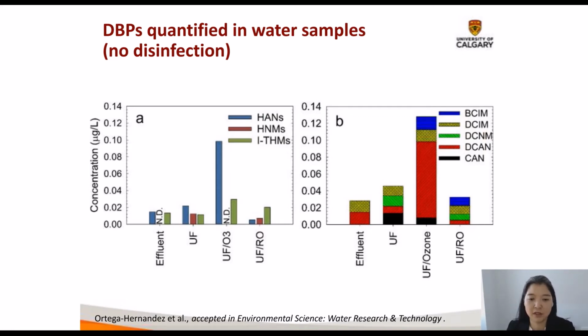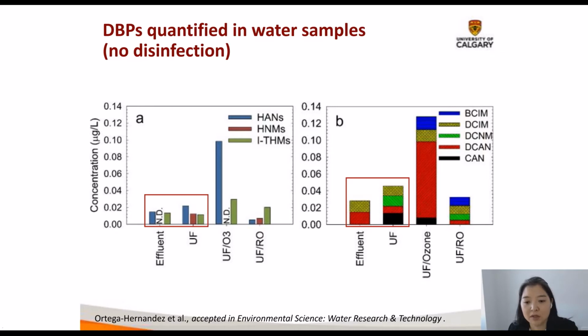So in this graph, as you can see, these are the disinfection byproducts quantified in the water samples with no disinfection. So here you can see that halocyanonitrile and then iodomethane were quantified in the wastewater effluents. However, they were reduced in the UF treatment, in the microfiltration treatment.